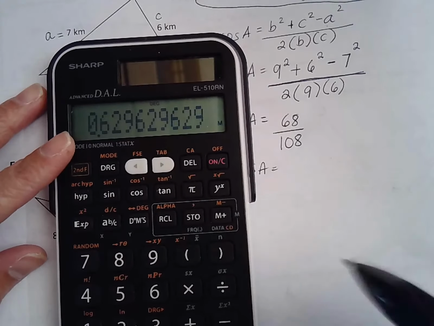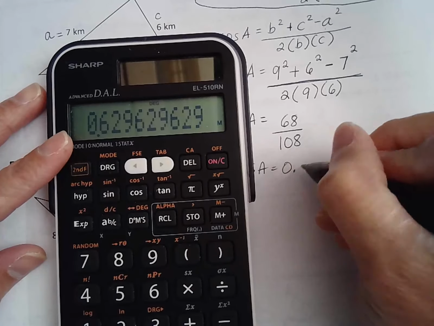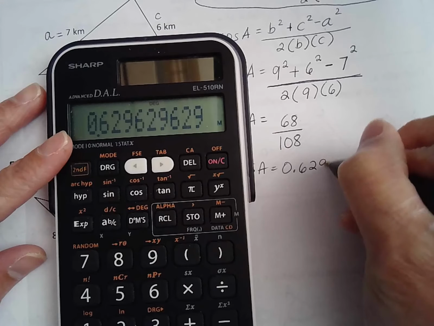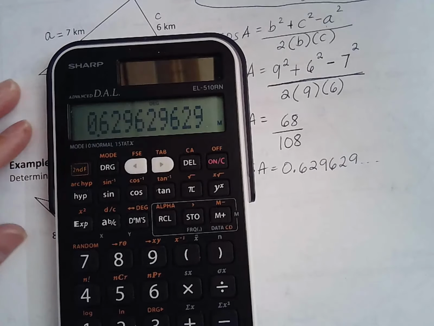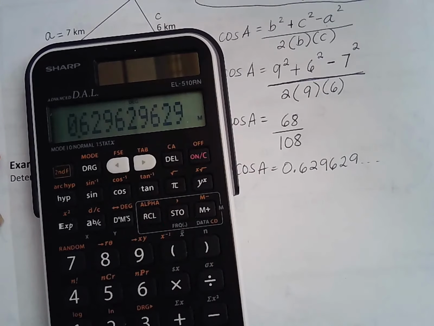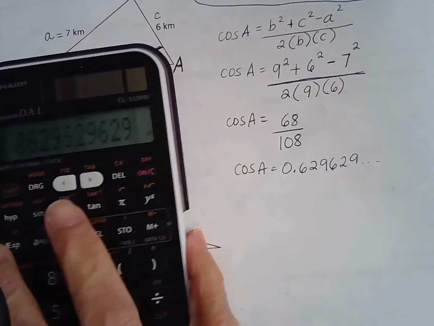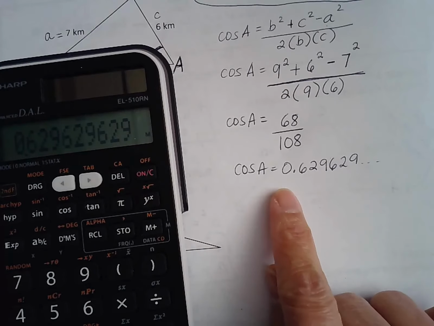So that gives us 0.629. Oh, that's a pattern. 629, 629, 629. Any idea what we're gonna do next?